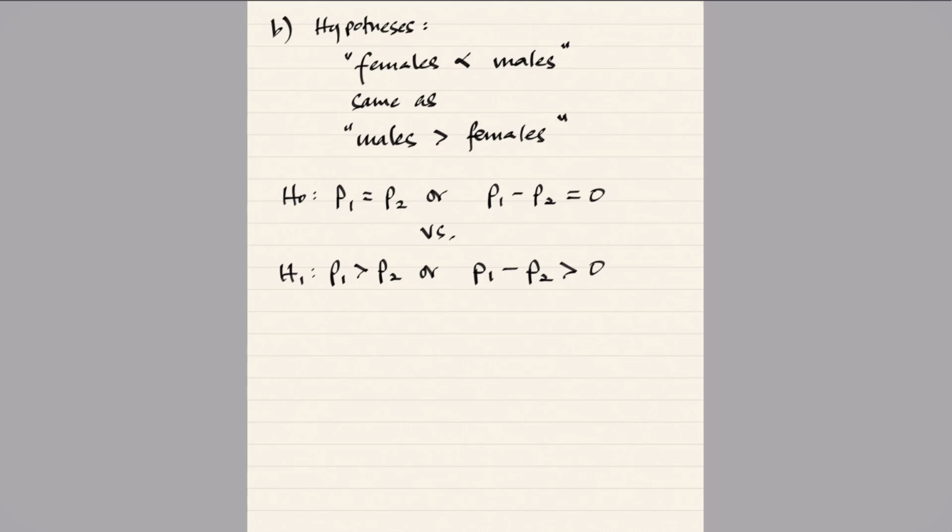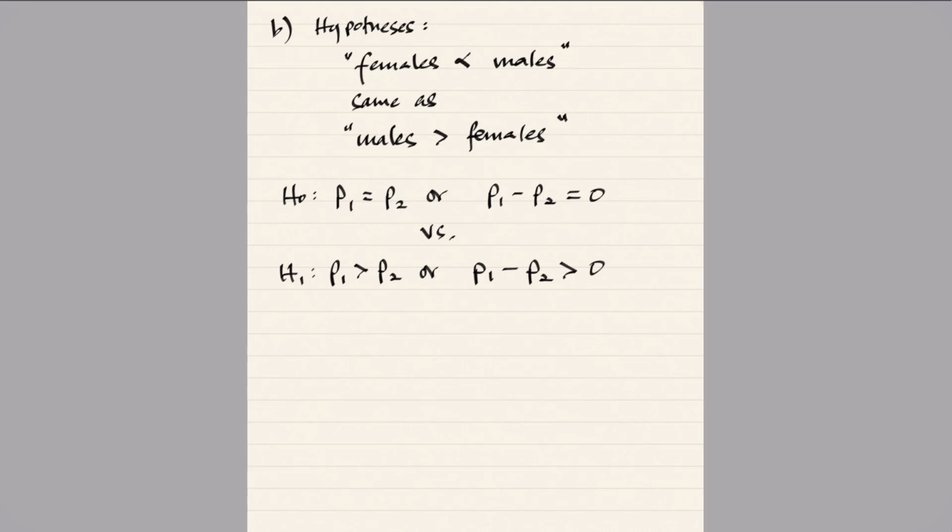So females less than males can be restated as males greater than females. And I want that because I can't have females on the left-hand side of my alternative hypothesis unless I change the order of my samples. That's what I'm trying to say here. And so I rewrote this so that what I had before is going to work with what I have in the calculator without having to think too much about it.